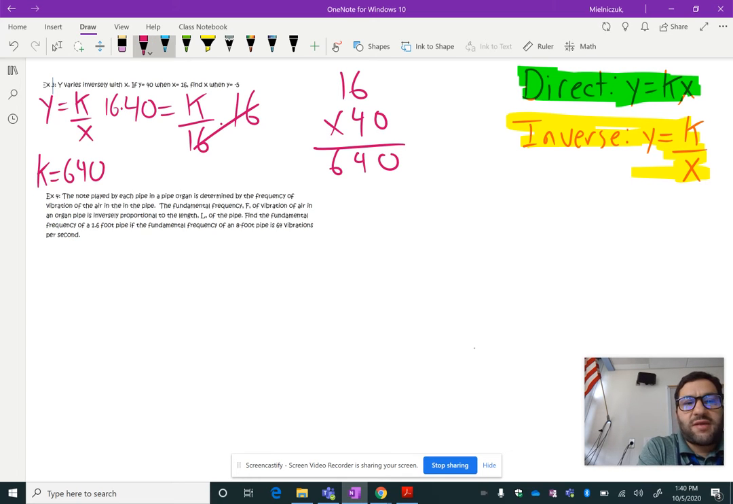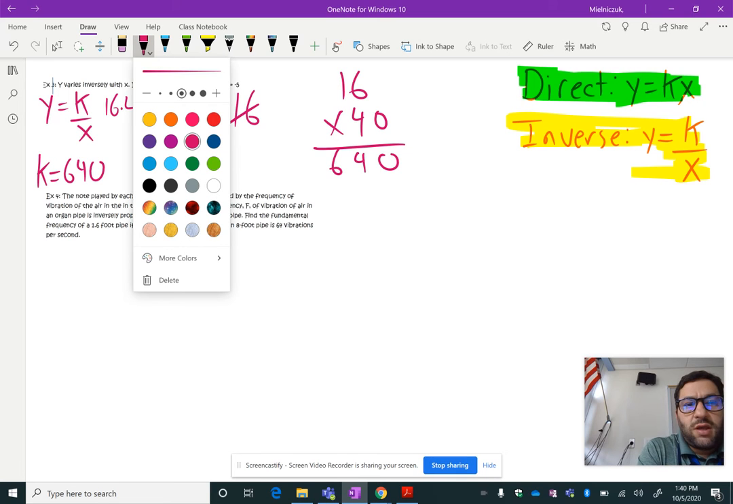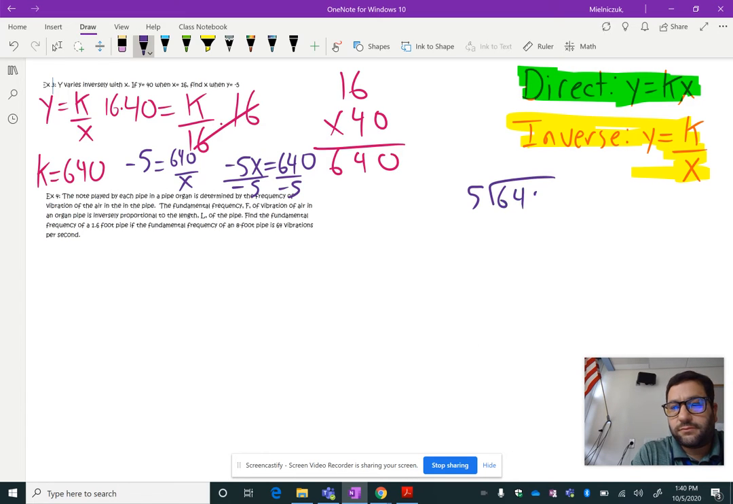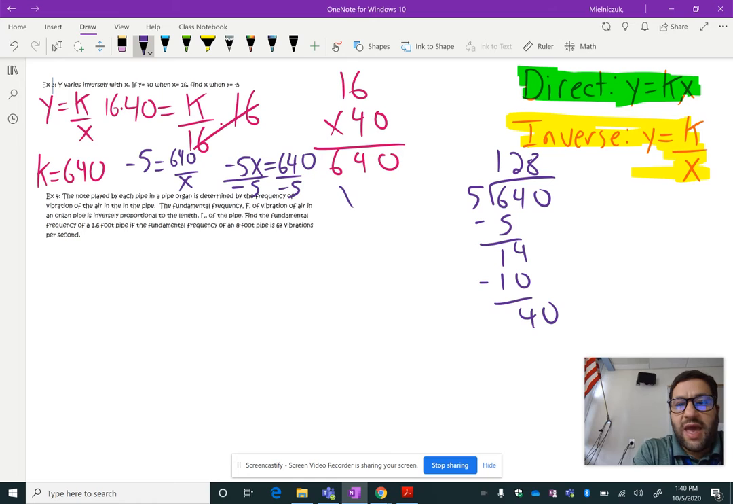Then it says find x when y is negative 5. So we're going to say now that negative 5 is equal to 640 over x, which means negative 5x equals 640. Divide both sides by negative 5, and what do we get? So we get that x will equal negative 128. Okay, don't forget that negative sign. Let me rewrite it. So negative 128.